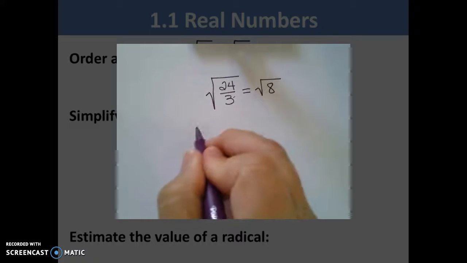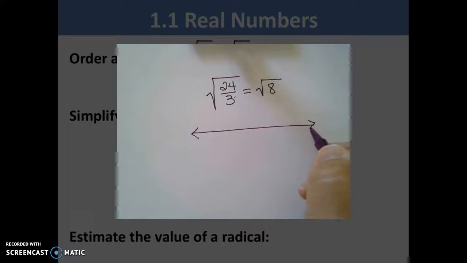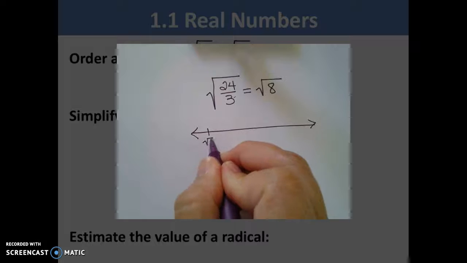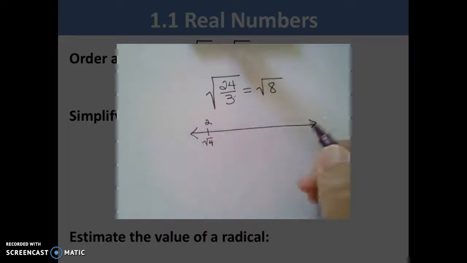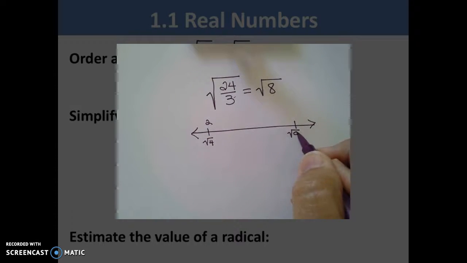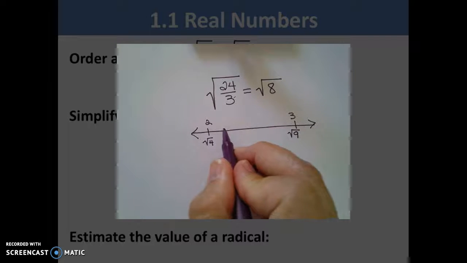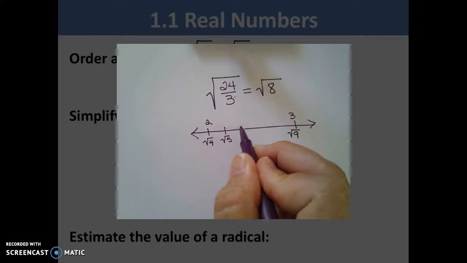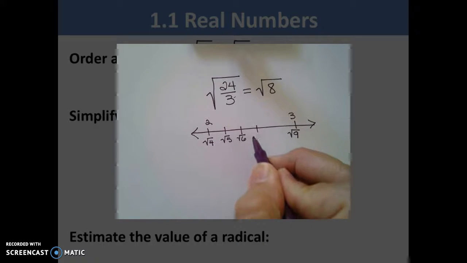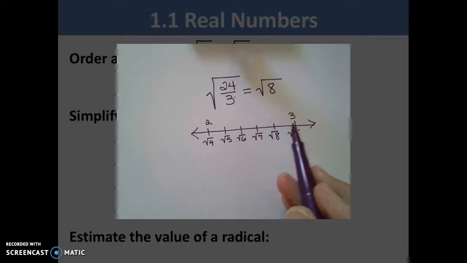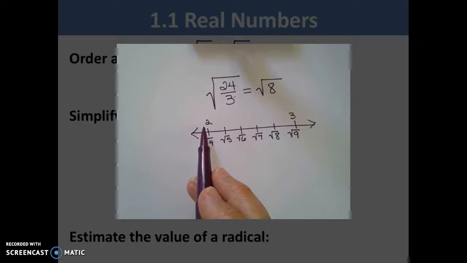So what I am going to do is estimate. Where is the square root of 8? What is it close to? Well, I know the square root of 4, that's 2. And I know the square root of 9, that's 3. So square root of 8 is in between here somewhere. So I can add square root of 5, square root of 6, square root of 7, square root of 8. Square root of 8 is closer to 3 than it is to 2, right?